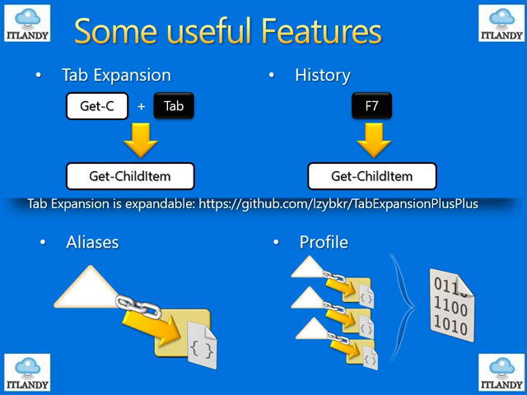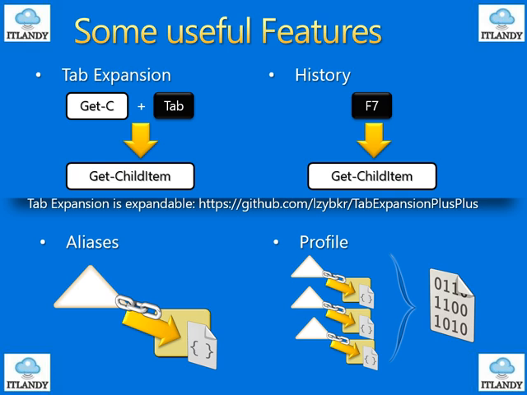Several of the features from PowerShell, again, help to make interactive administration and script writing easier. This includes tab expansion, which expands cmdlet and parameter names. F7 or history helps to reduce retyping. Now, what about aliases? They provide shortcut naming for cmdlets. And then the last one is the profile, which will enable you to define aliases in advance. Hopefully that makes sense to you.